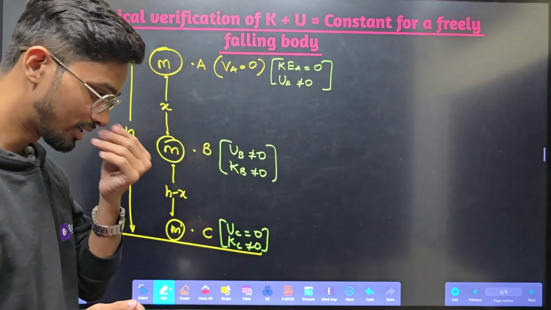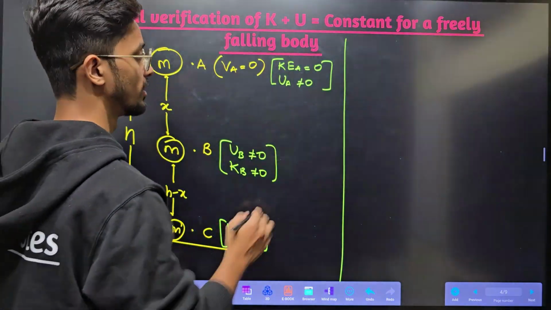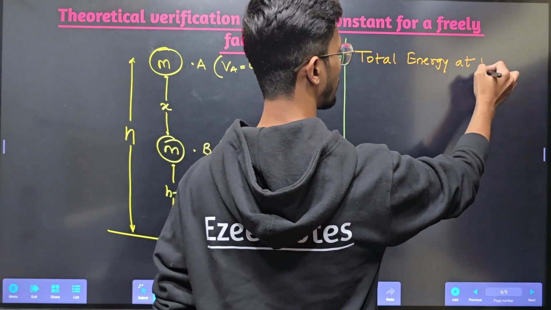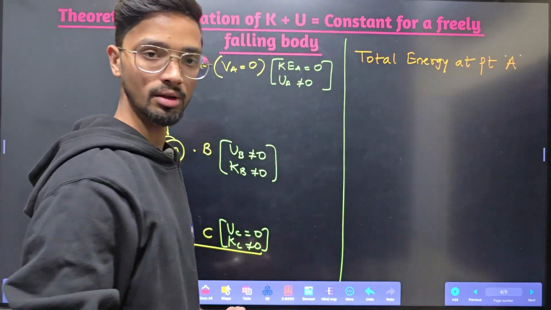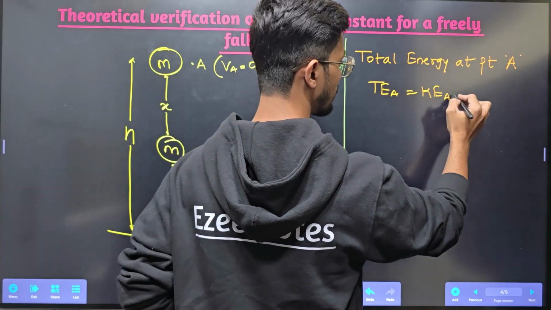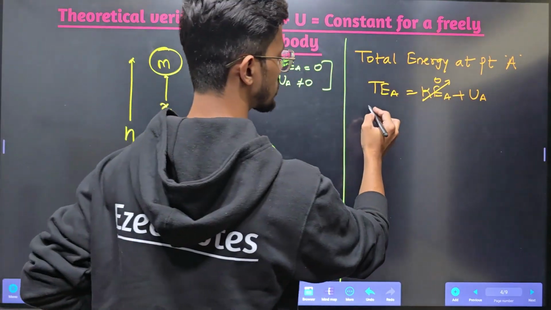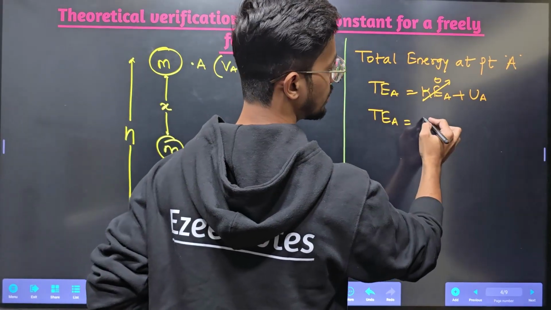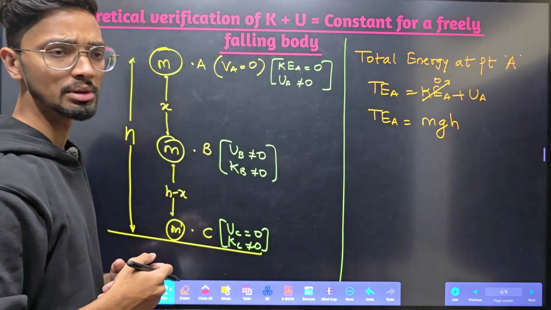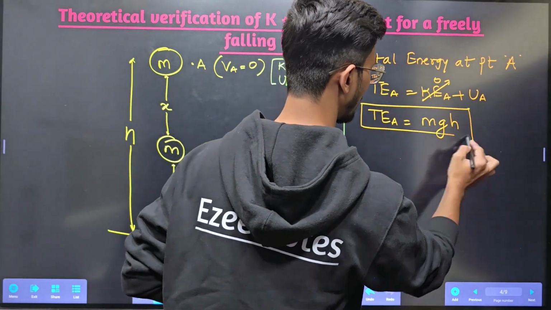So one by one, we will solve the total energies at point A, point B, and point C. Okay. So total energy at point A. Total energy at A will be equal to kinetic energy at A plus potential energy at A. Kinetic energy at A is 0, right? So total energy at A will be equal to mg into height h, that is nothing but potential energy, mg into height from the ground, mgh. So this is the total energy at point A.